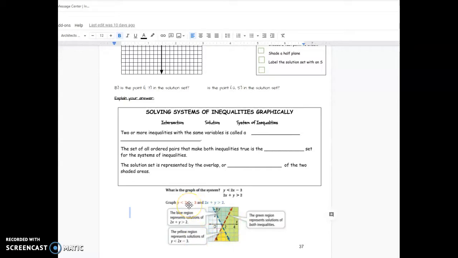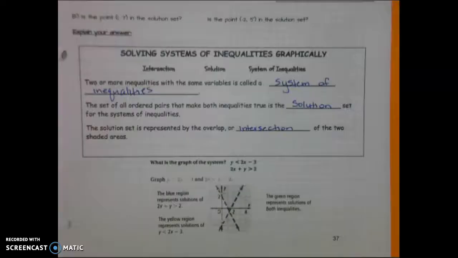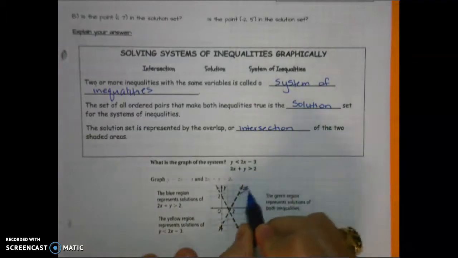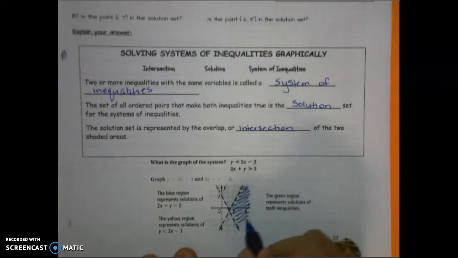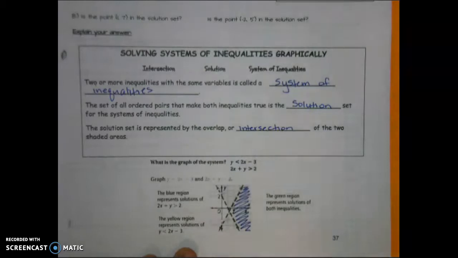So what we're really looking for is the overlap. So where the blue and the yellow overlap, you see this green section right here. So this whole green area, or the double shaded region, is considered the solution. When we start creating our own graphs, if on your page, you should shade in. So this double shaded region is considered the solution set.